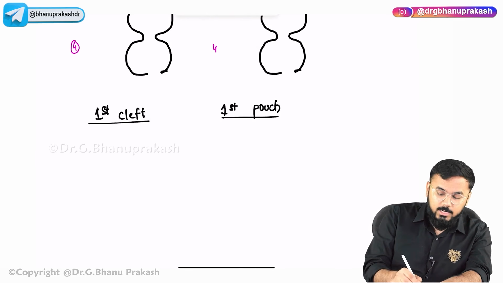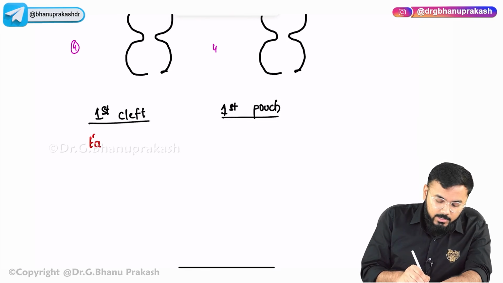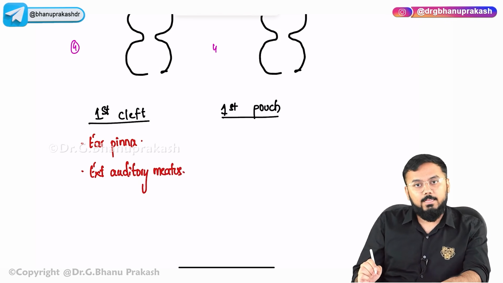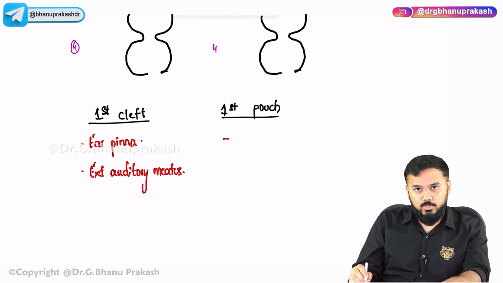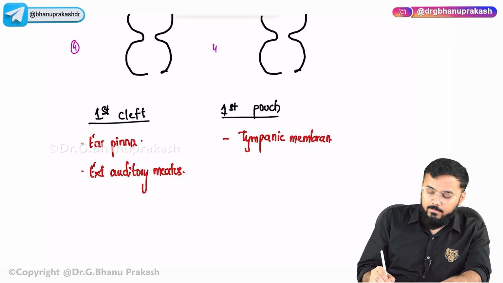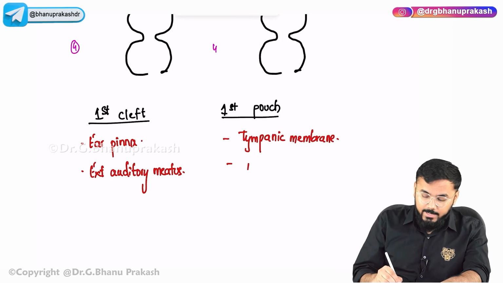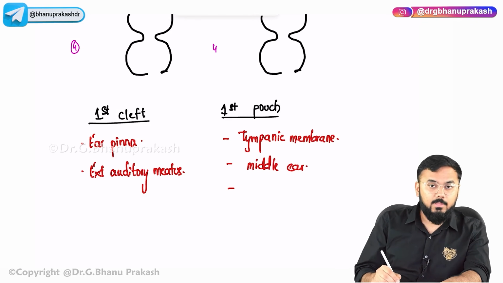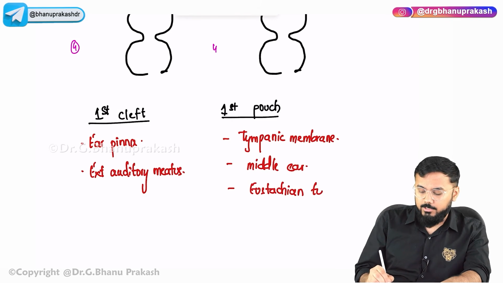Okay. So first cleft develops into ear pinna and external auditory meatus. If you look at first pouch, it develops into what? Tympanic membrane. It develops into middle ear cavity, and remember, it also develops into eustachian tube. Okay, it also develops into eustachian tube.